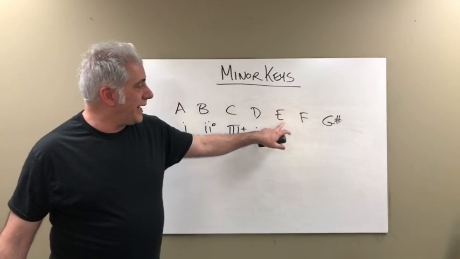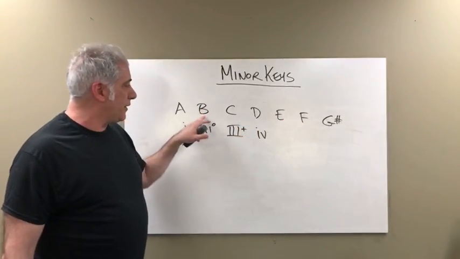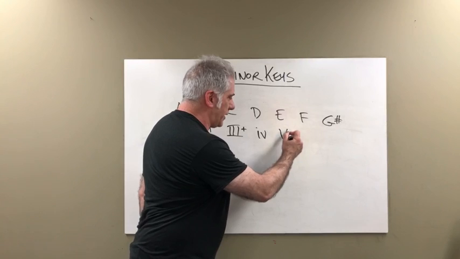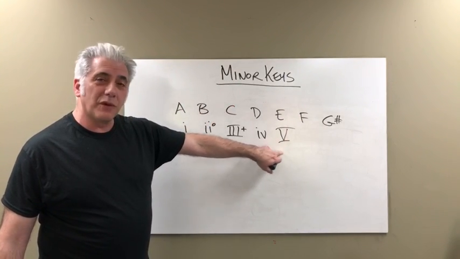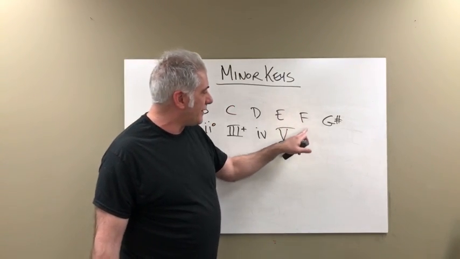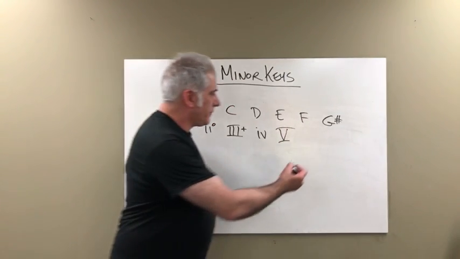Your 5 chord, E, G sharp, B, there's your major. So we have our major here. All right, so you got 1 and 5. That's really going to be your defining sound. And your flat 6 chord here, your F, is going to be major.